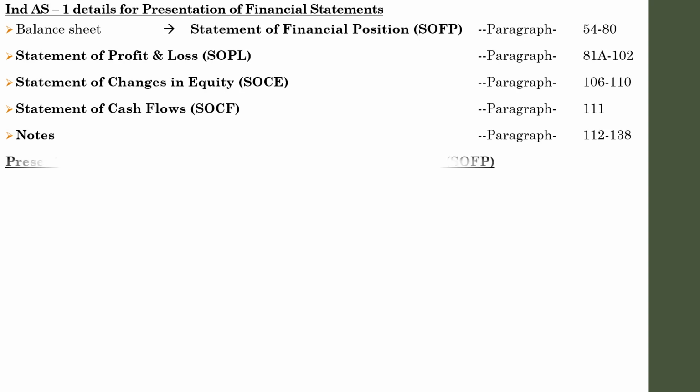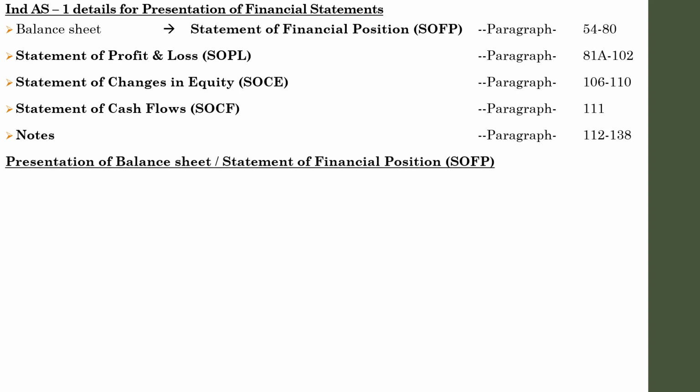Next area, presentation of balance sheet, otherwise known as statement of financial position, which can be abbreviated as SOFP. So familiarize the headings. Presentation of balance sheet was the usual term which we have been using until now, and statement of financial position is the name given to the same statement, but this name is specified under the INDAS standard. So you have to familiarize both the terms.